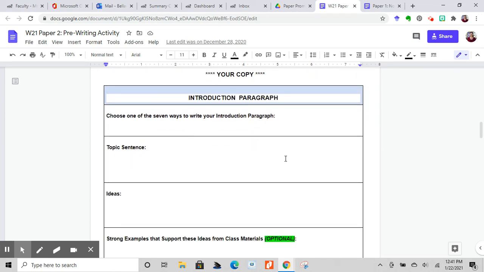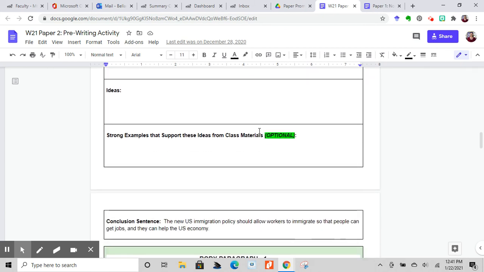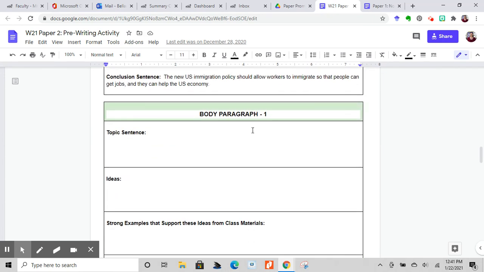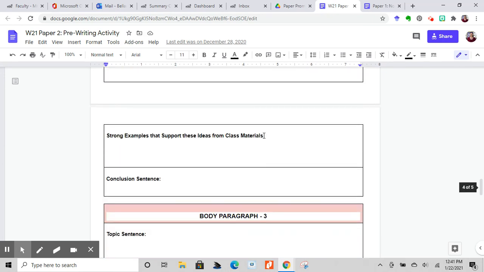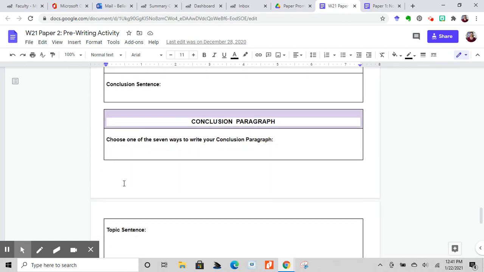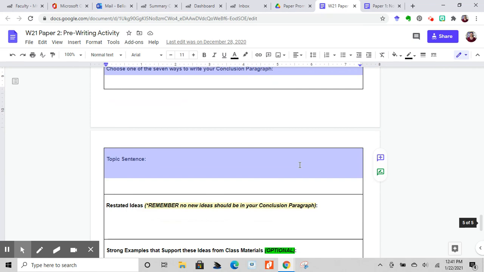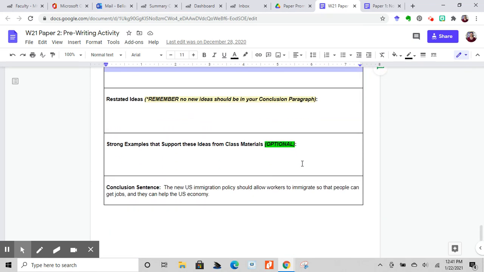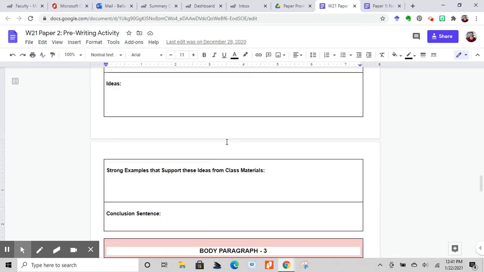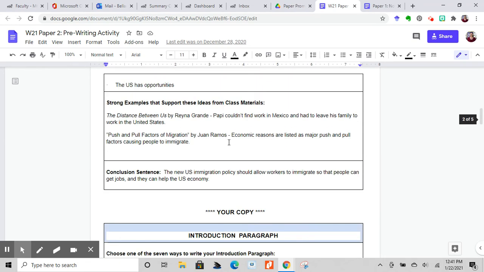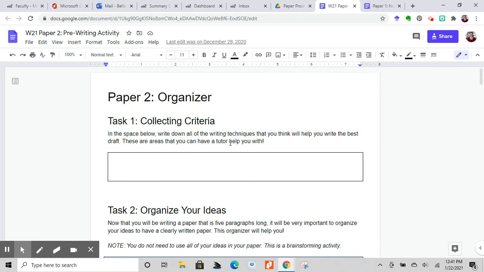So down here, you're going to do this for each paragraph. So you're going to have an introduction paragraph. Here's where you will choose one of the 7 ways you learned, and you're going to brainstorm your ideas for the introduction paragraph. Here's body paragraph 1, 2, 3, and then a place for you to brainstorm how to write your conclusion paragraph. Okay, so try to fill this out completely. Spend some time on this, and it will make your time writing your paper much easier, much smoother, and your paper will be more organized.